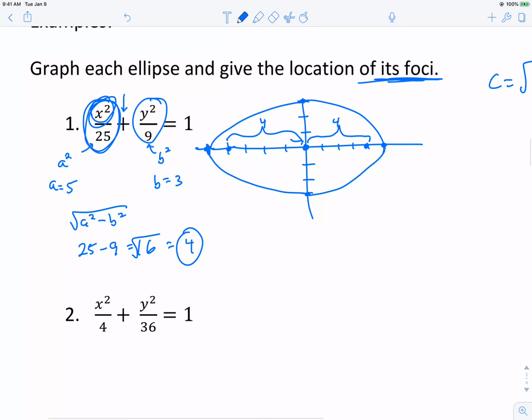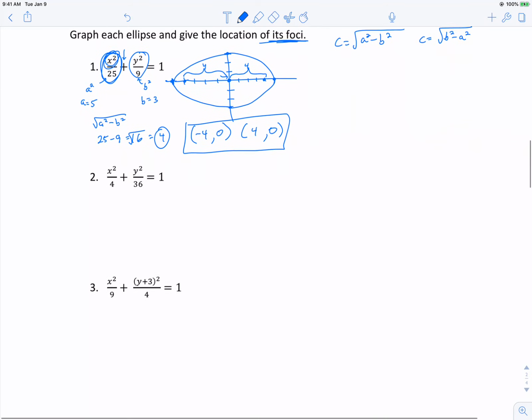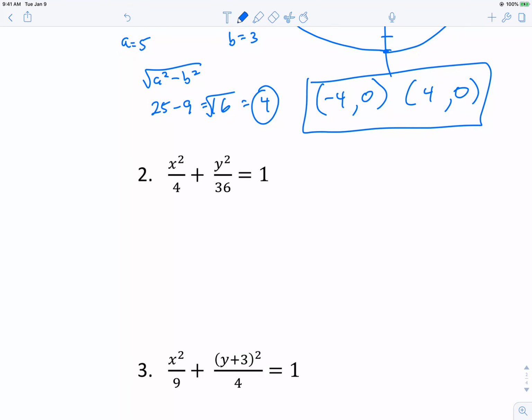We actually want the location, meaning we want the point. So I got to find those coordinates. It's always on the major axis, which has a y coordinate of 0. So I know the y coordinate is 0 for the foci. Then I move out from the center on the major axis. I go 4 in each direction. So that's actually the location of the foci, and I have my graph. All right, let's try the next one. To graph this one, we know it's centered at 0, 0.